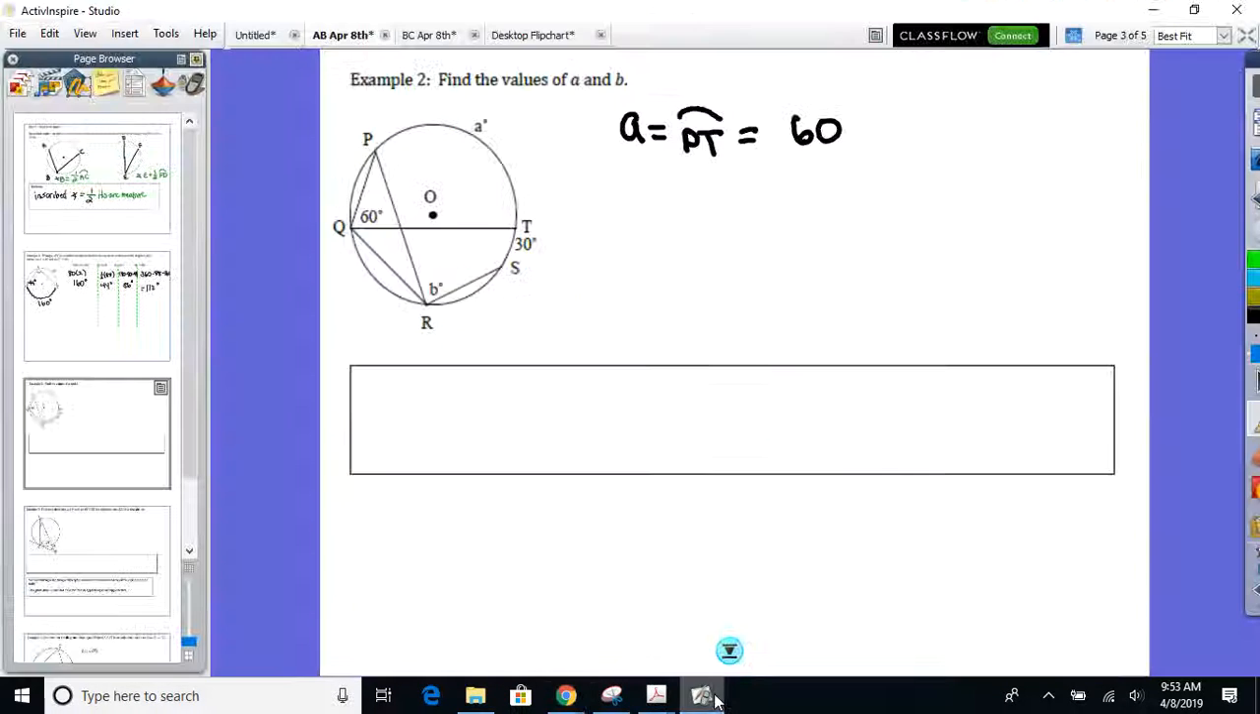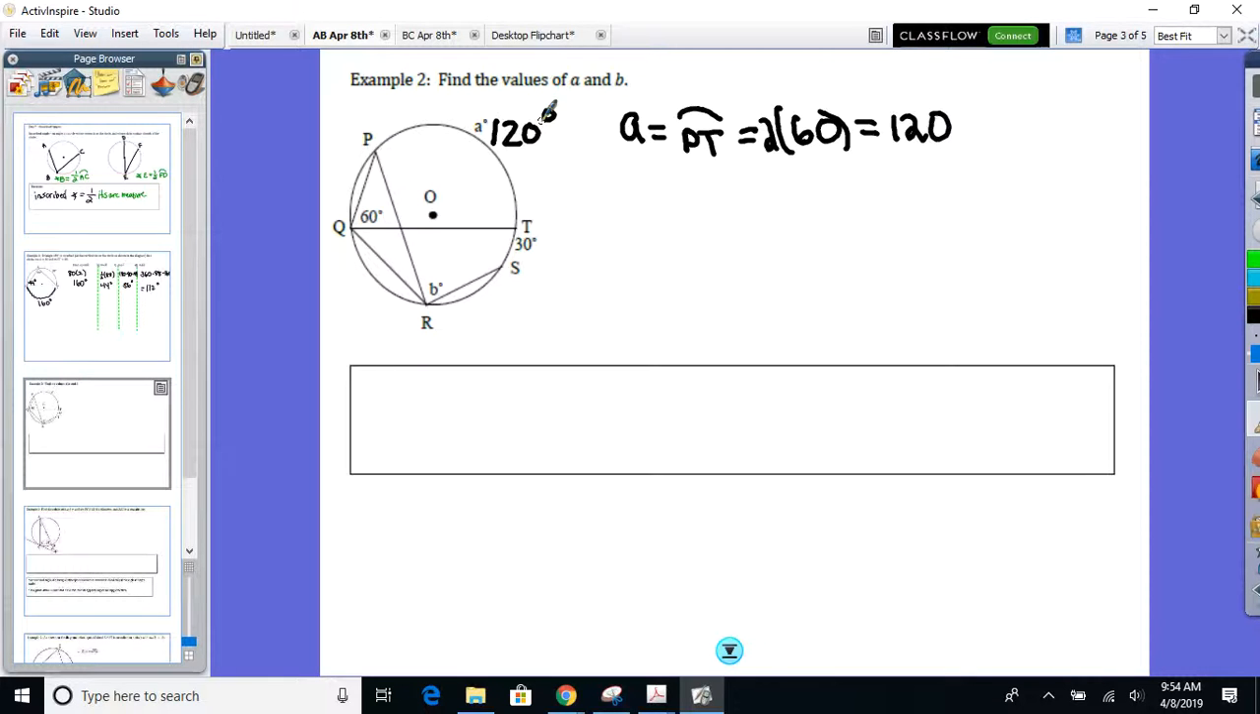What's the rule between inscribed angle and its arc? What do I have to do to the arc? Okay, but now I'm going to the arc. How'd you get that? 60 times 2, you get 120.